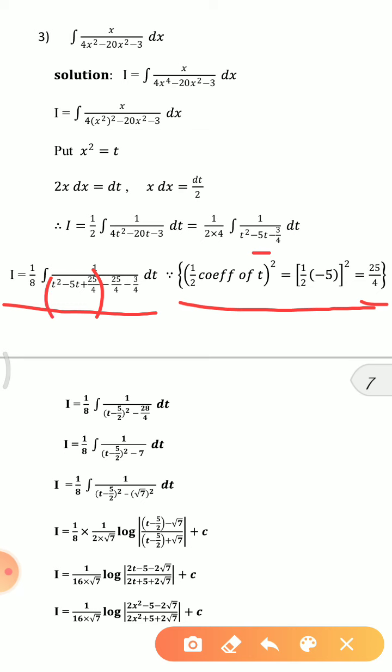And minus 25 by 4 minus 3 by 4, that is minus 25 minus 3, the denominator is the same, minus 28 upon 4. 4 sevens are 28, that is equal to 7. This is a² minus 2ab plus b², that means the form of (t minus 5 by 2) the whole square, and 28 by 4 is 7 here. We convert it into the form of x² minus a², that means the integral of 1 upon (t minus 5 by 2) the whole square minus (root 7) the whole square dt.